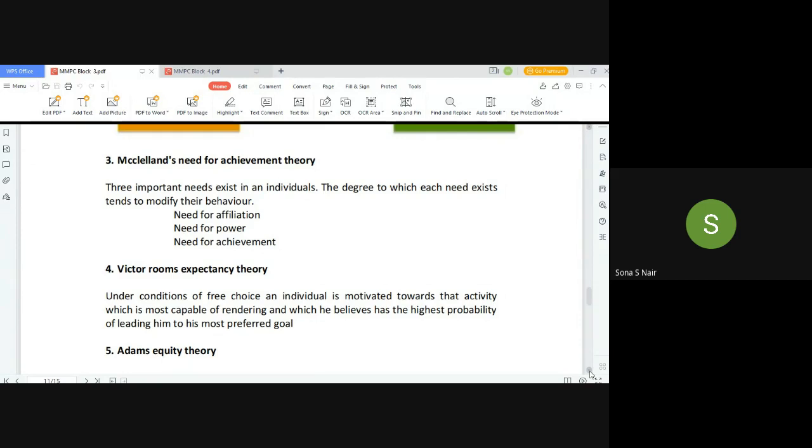For example, one individual in the organization wants to be promoted. He wants a promotion. Right? Now, that is the most preferred goal. His boss can give him a promotion, because bosses give promotions to individuals. Now, if that individual thinks that he is able to perform the task which has been allocated to him very well, he is capable, he has the ability to do it, and he also believes that if he does the work well, the boss will give him the promotion.